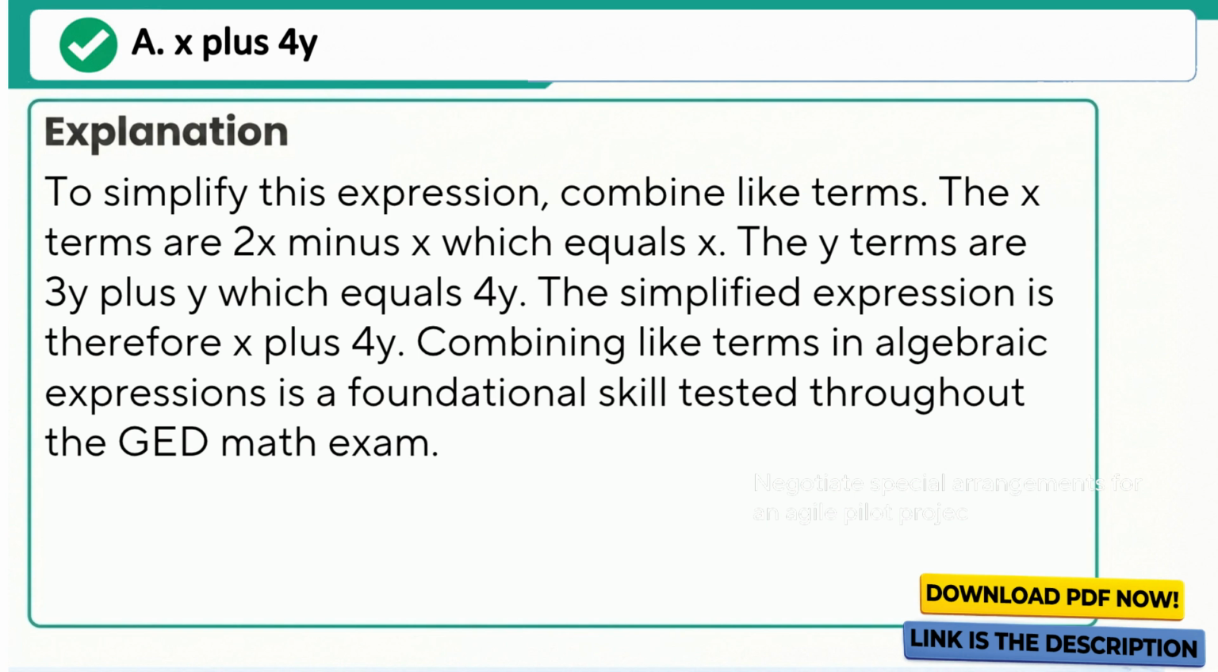Explanation. To simplify this expression, combine like terms. The x terms are 2x minus x, which equals x. The y terms are 3y plus y, which equals 4y. The simplified expression is therefore x plus 4y. Combining like terms in algebraic expressions is a foundational skill tested throughout the GED Math exam.